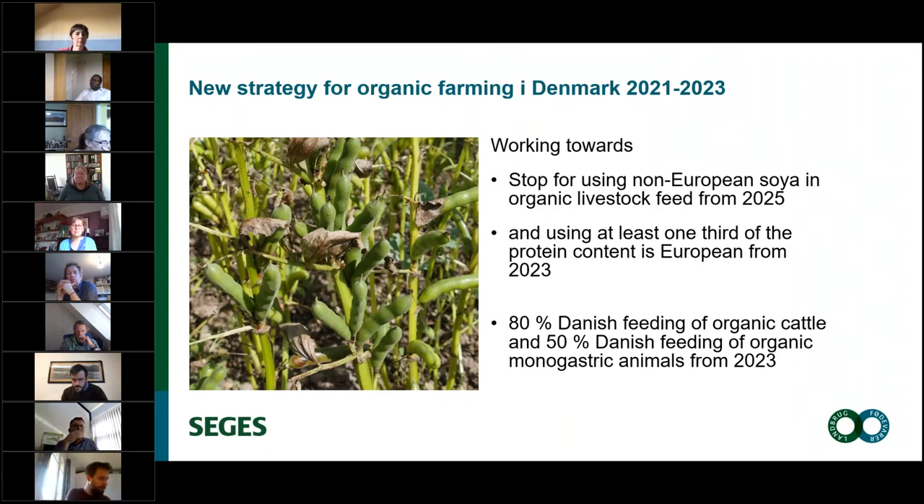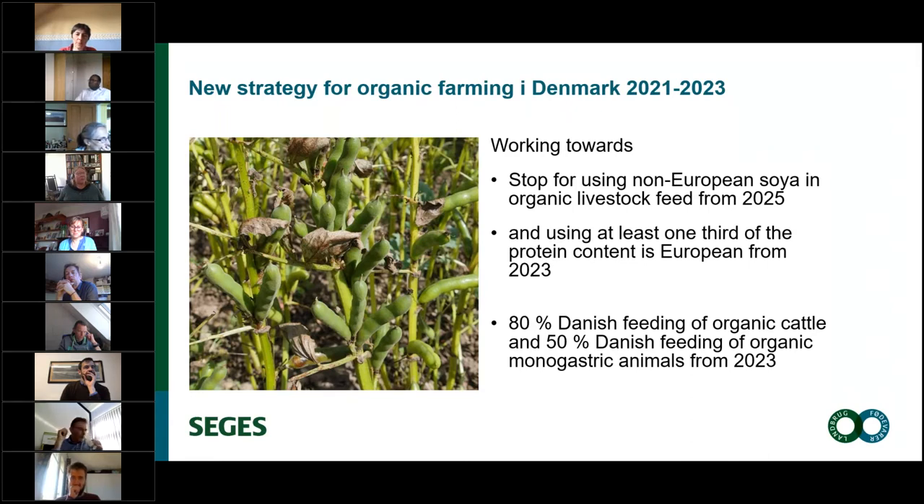In Denmark, the organizations are working for new strategies now, and in our organization, they have made a new strategy for the next 3 years. One of the strategies is that we're going to be working towards stop of use of non-European soya for organic livestock in 2025 and use at least one third of the protein content from Europe in 2023. And at the same time, also pushing for more Danish feeding at organic cattle and monogastric animals.